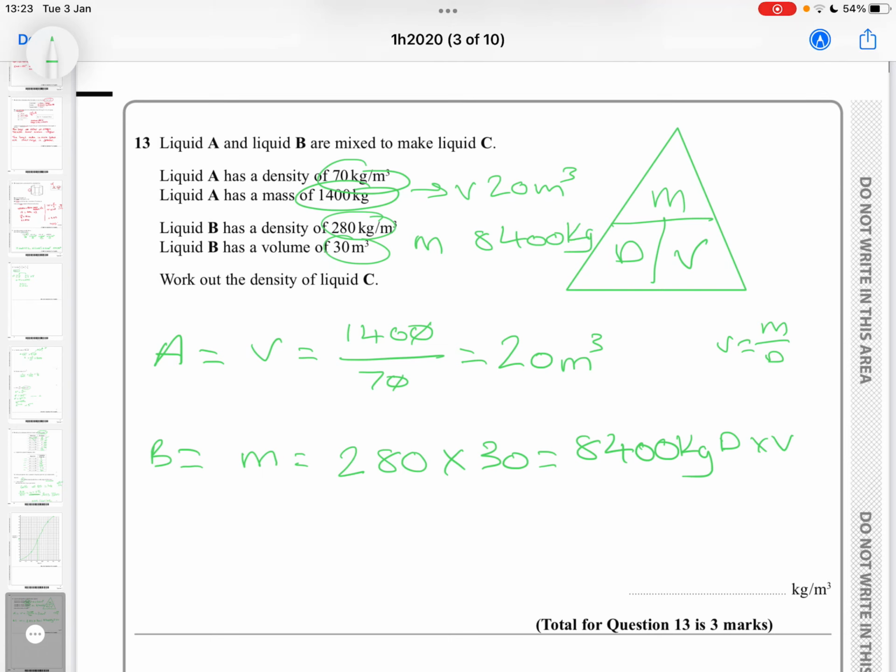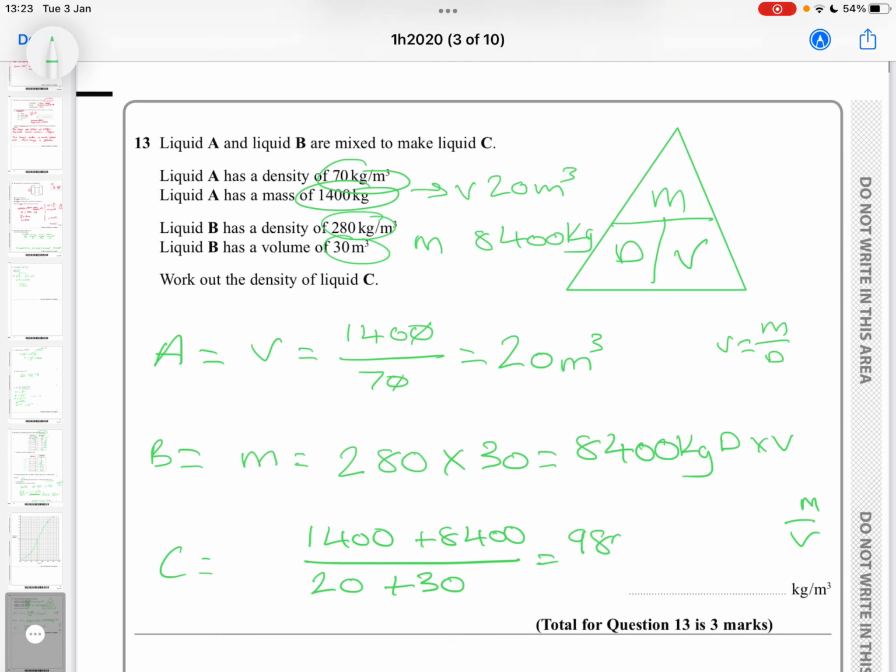Okay, now I'm going to work out the density of C. If I'm mixing these two things together and I'm working out what the density is, I need to add the masses together and the volumes together, and that should give me the answer. So I need to do mass divided by volume. In this case, my mass for A was 1,400. My mass for B, I have just worked out, is 8,400. So I'm going to add them together. Then the volume for A was 20 and the volume for B was 30. So that should give me the density for C because I'm mixing those two things together.